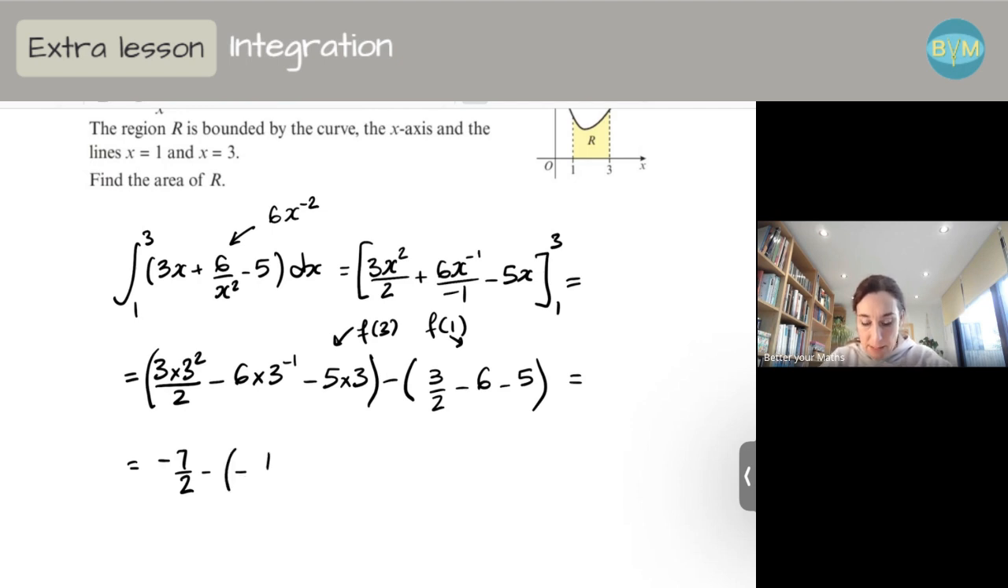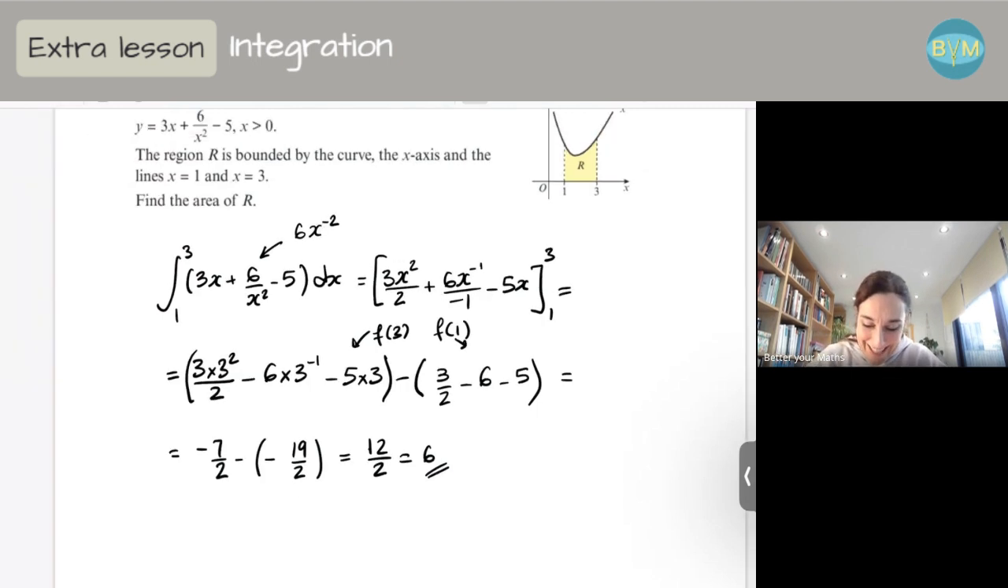Minus 19 halves. So I have 19 halves minus 7 halves, 12 halves, which is 6. Did you get that? Yeah. Okay. You're always faster than me.